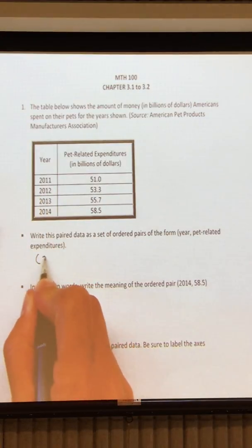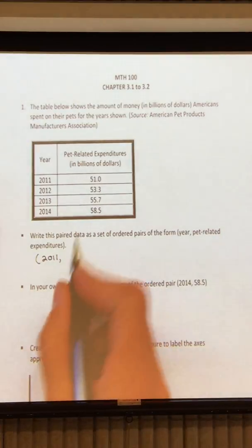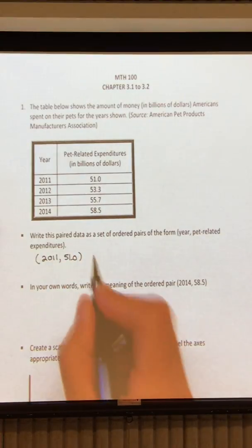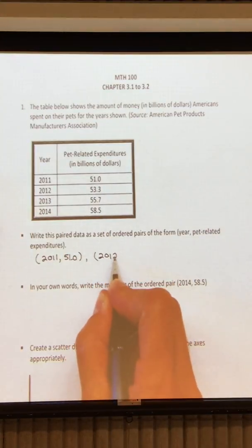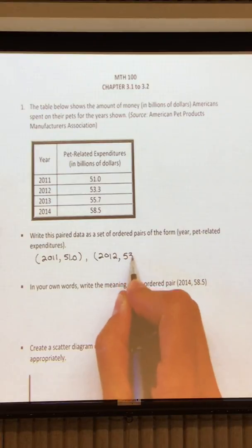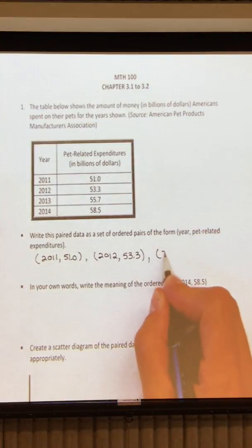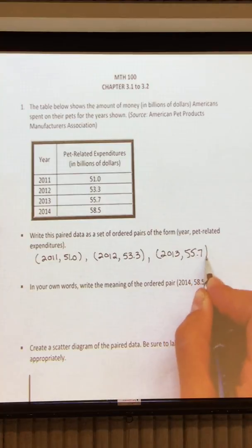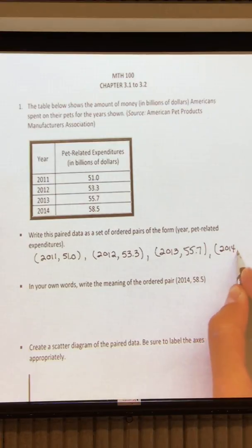The first year is 2011, and the pet-related expenditures for that year is 51.0. So that is your X1, Y1. The second pair of points is the second year, 2012, comma, 53.3. The third point is 2013, comma, 55.7. And the last point is the last year, 2014, 58.5.